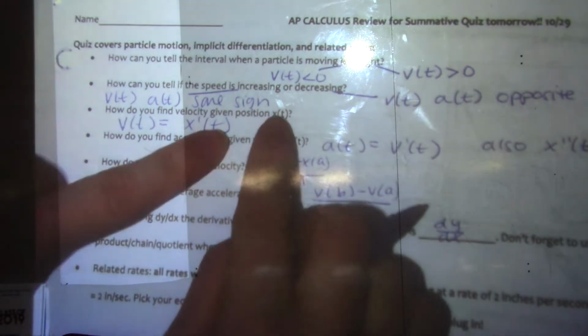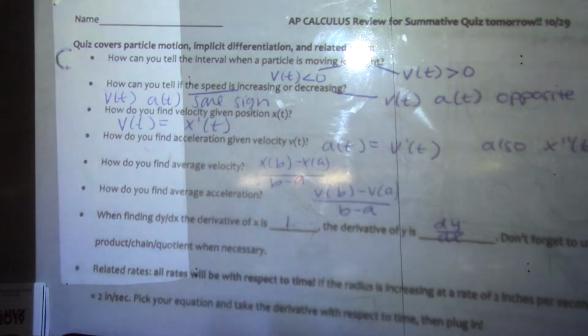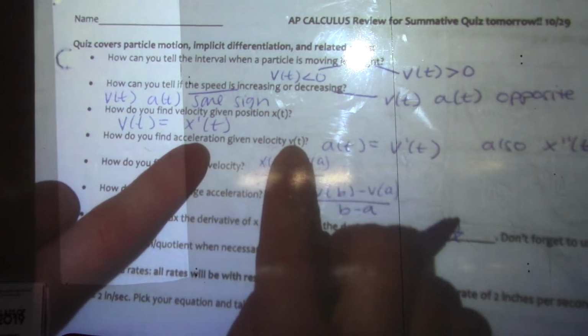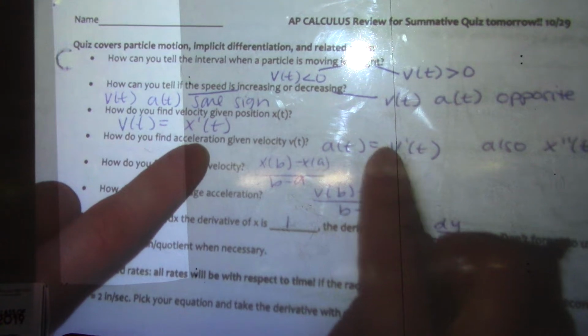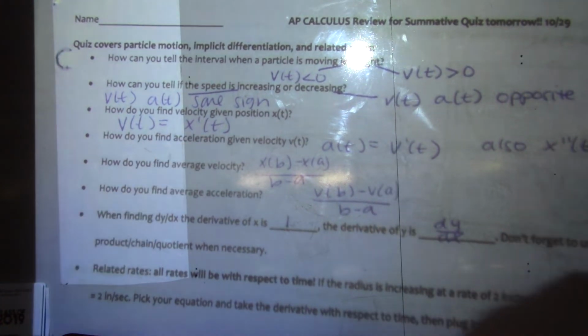If I have position and want velocity, you just take the derivative. Velocity is just x prime. If I want acceleration and I have velocity, acceleration is just the derivative of v. You also can think of it as x double prime.